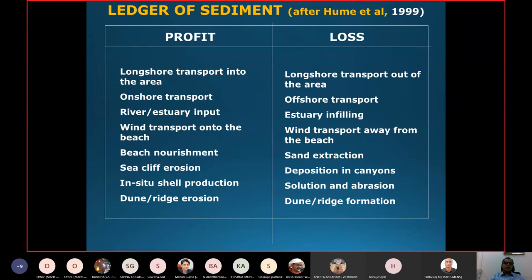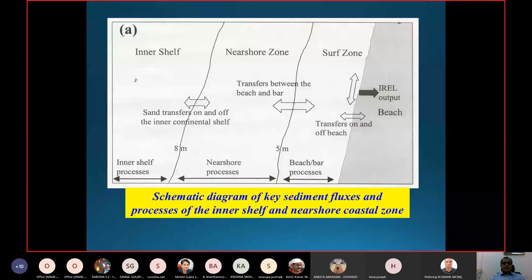Profit is all the longshore transport, onshore transport, the sediment coming from the river, the wind transport, beach nourishment, and cliff erosion. These are all the profit. When I say loss, it is longshore transport out of the area, offshore transport, and I will tell you a few examples in the coming slides of what offshore transport means. I will be telling it in a pictorial representation. Wind transport as well. These are all the profit and loss.